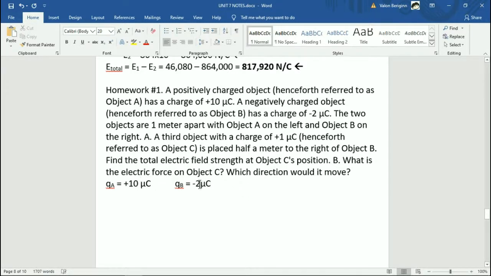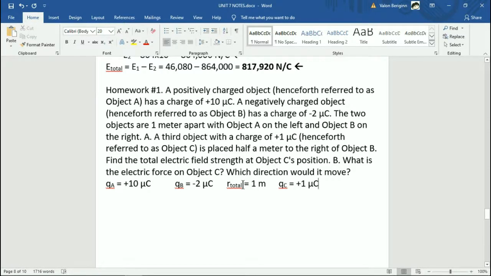They are 1 meter apart from each other, with object A on the left and object B on the right. Okay, so the total distance between them is 1 meter. So, first question. A third object with a charge of plus 1. I'm just going to say this is object C. So QC has a charge of plus 1 microcoulombs. And it's half a meter to the right of object B.